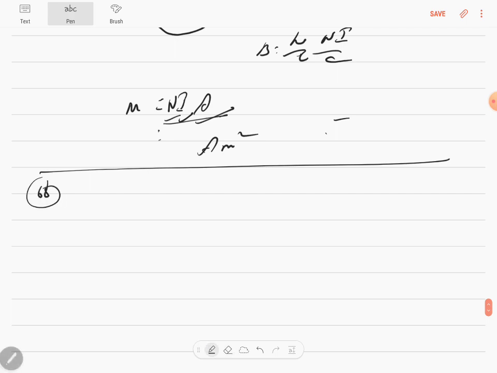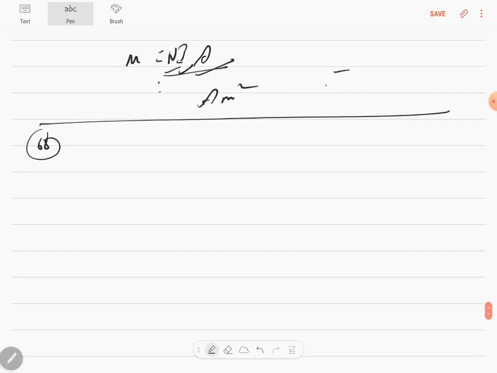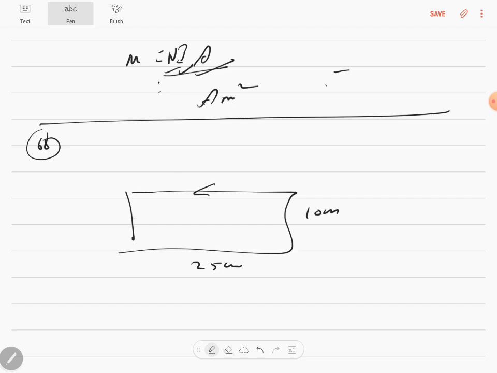Example 68. A rectangular loop of side 25 centimeter and 10 centimeter, carrying a current of 15 amps. Always the current will be anti-clockwise if it's not given. It's placed with its longer side parallel to the long straight wire. The longer side is parallel to the long straight wire.